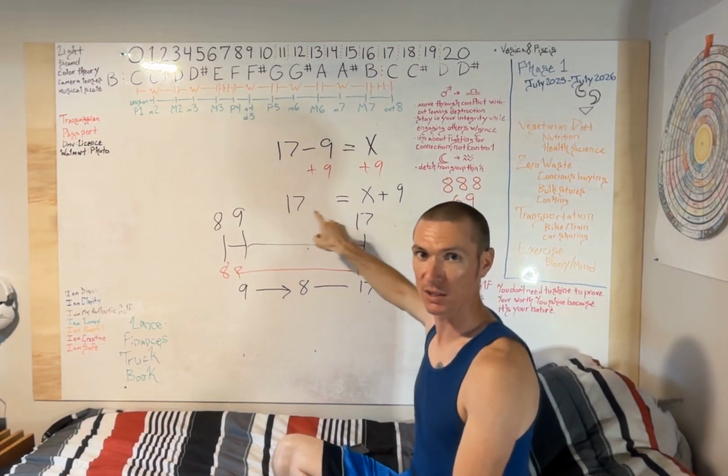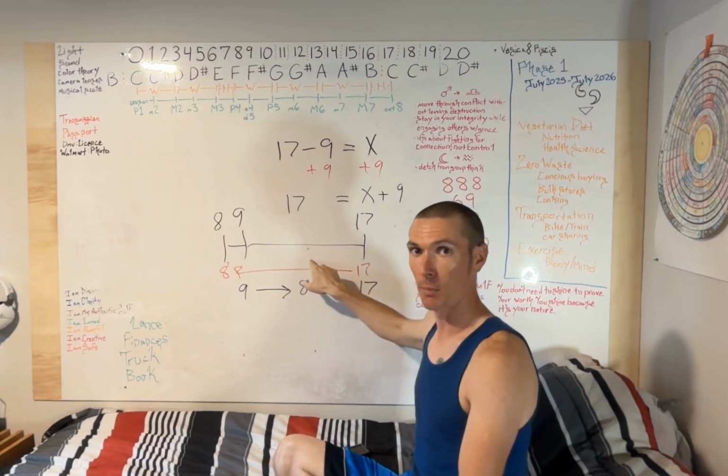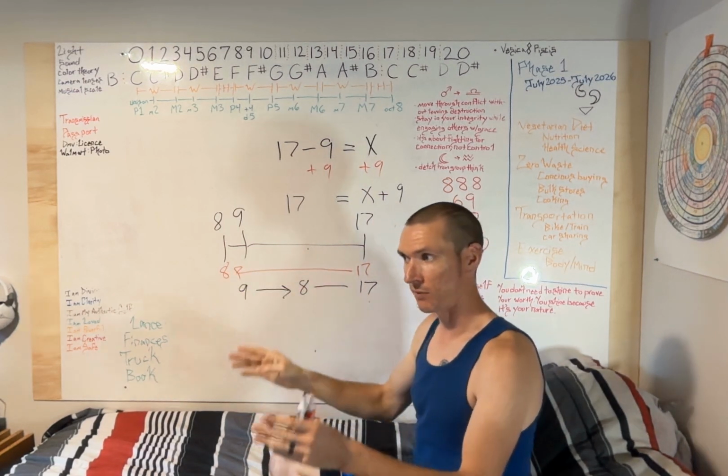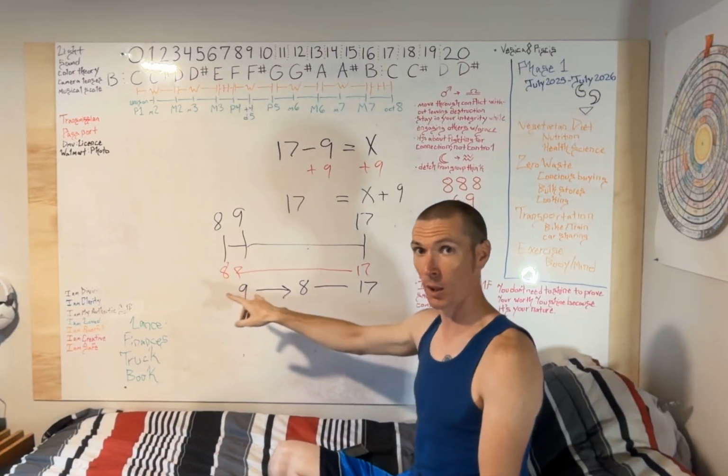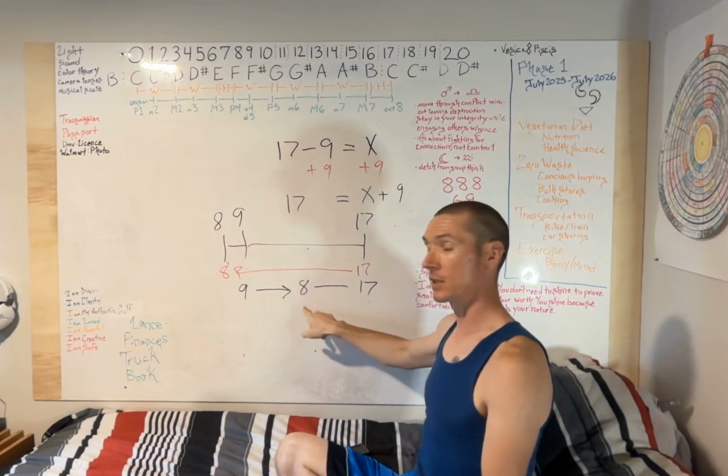9 plus what is 17? We now have a subtraction problem. 17 minus 9 is 8. And then we have a difference scenario on a number line. The difference between 9 and 17 on a number line is 8.